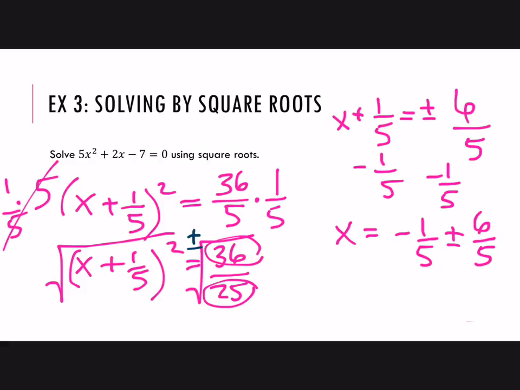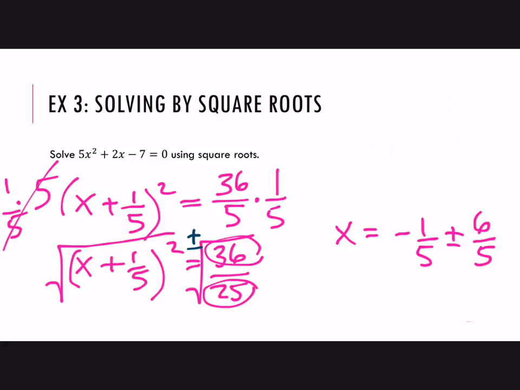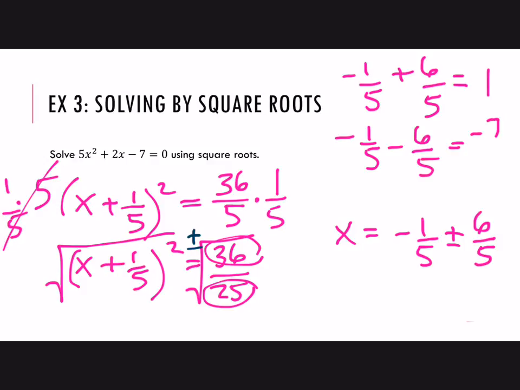Now, if this had a square root in it still, we would stop here, but since we can combine fractions, then we should simplify. So the two answers would be negative 1/5 plus 6/5, and that's 5/5 or 1, and then negative 1/5 minus 6/5, which is negative 7/5. So your two answers would be 1 and negative 7/5.